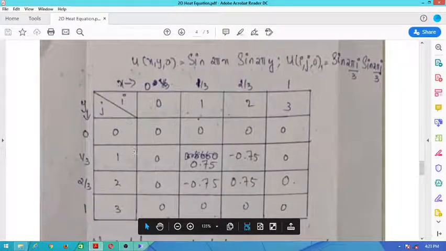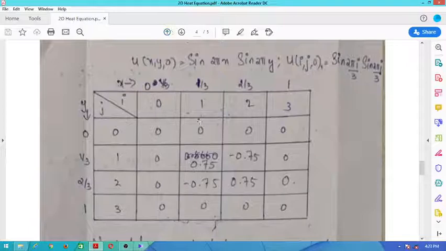Now, it remains to calculate only 4 values. The values corresponding to i equal to 1, j equal to 1. When i equal to 1, sin 2 pi by 3 and j equal to 1 into sin 2 pi by 3. The values are root 3 by 2 into root 3 by 2. Answer is 3 by 4, that is 0.75.